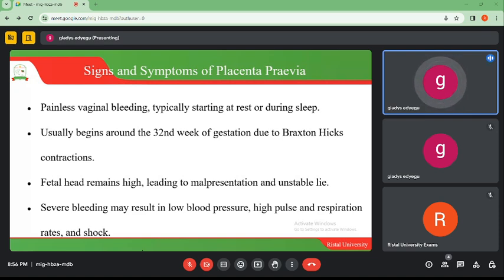And when you look at the low blood pressure, the high pulse, the cold clammy skin, the mother can become restless because of loss of blood. This can lead to shock, and the mother can easily die if you don't intervene very fast.